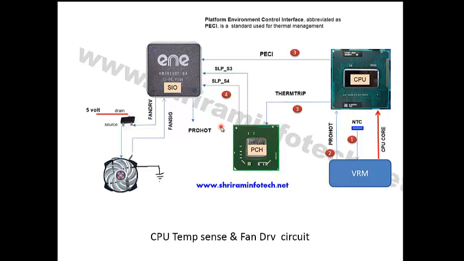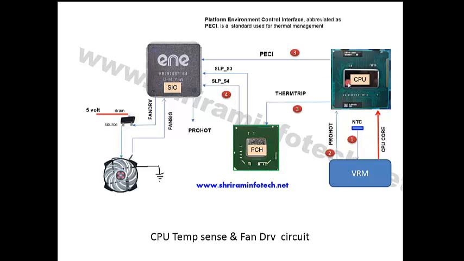It's like that. So this is the first process of the cooling system. From the NTC, it receives the temperature and informs the VRM circuit. If the temperature is normal, then the VRM works. If the temperature is not normal, then the VRM trips. It's like that.